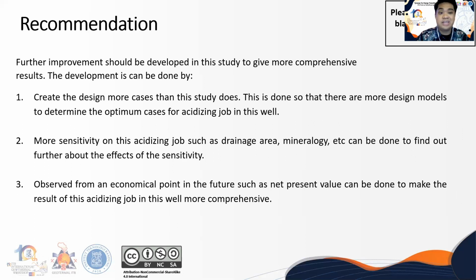The development can be done by, first, creating more design cases than this study does. This is so that there are more design models to determine the optimum cases for the acidizing job in this well. Second is more sensitivity analysis on these acidizing jobs, such as drainage area and mineralogy, to find out further about the effects of the sensitivity. And the last one is an observation from an economic point of view in the future, such as net present value, to make the result of this acidizing job in this well more comprehensive.